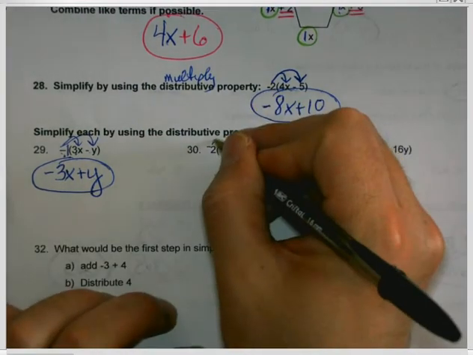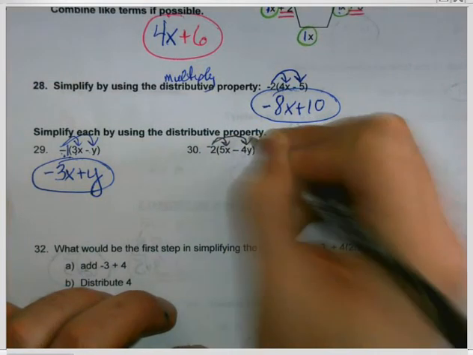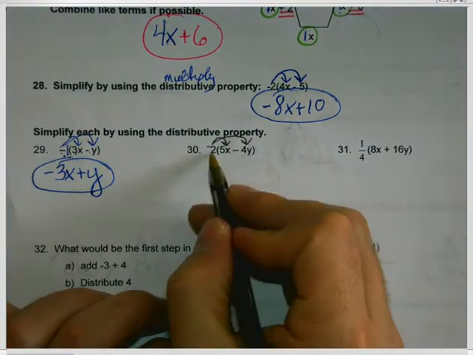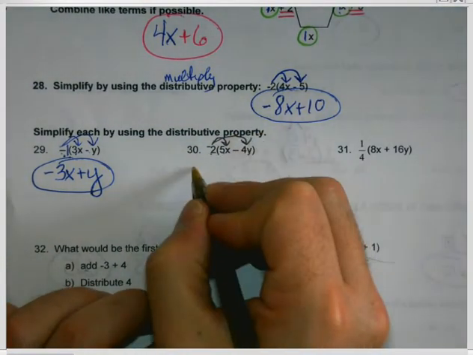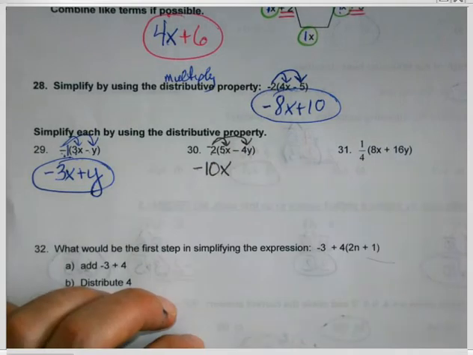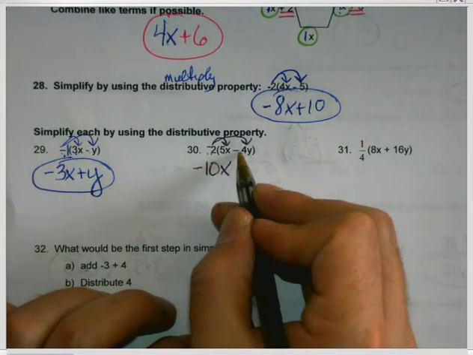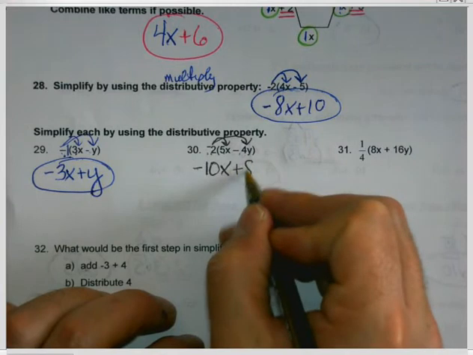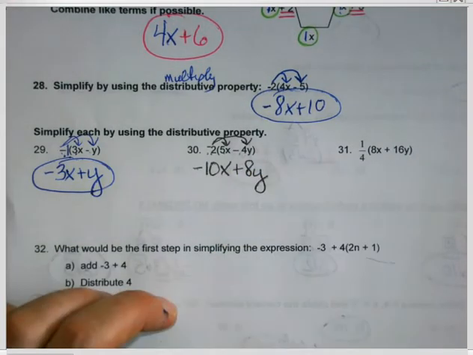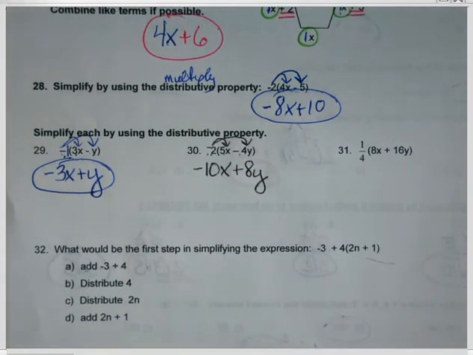30 is the same idea. Negative 2 times 5 is negative 10. Don't lose your x. Yep. And negative 2 times negative 4 is positive 8y. And again, nothing is the same that I can combine, so I'm done.